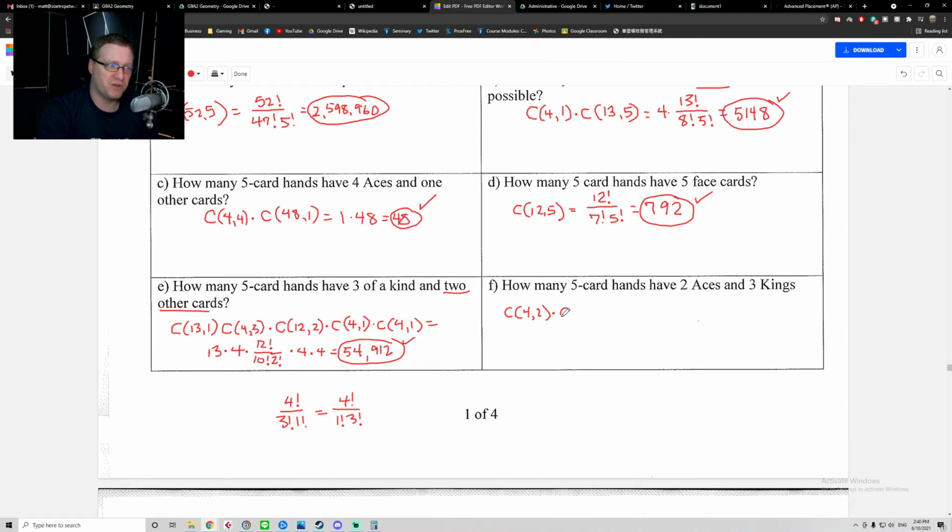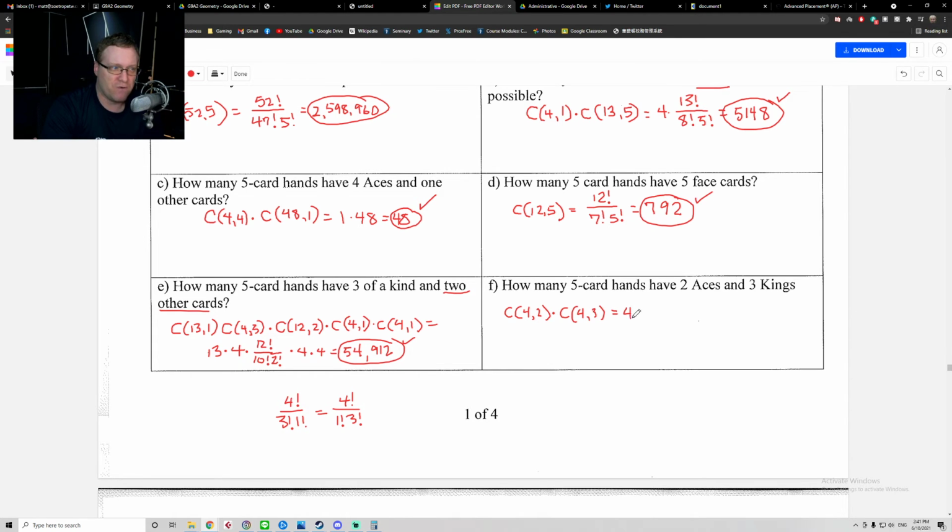Well, there's only 4 kings. So out of the 4 kings, we need to choose 3 of them. All right? And that's it. That's all we have to do. We chose 2 aces, then we choose 3 kings, and we're done. So we're going to say this is going to be, first of all, 4 choose 3 is just 4, again, because that's the same as 4 choose 1.